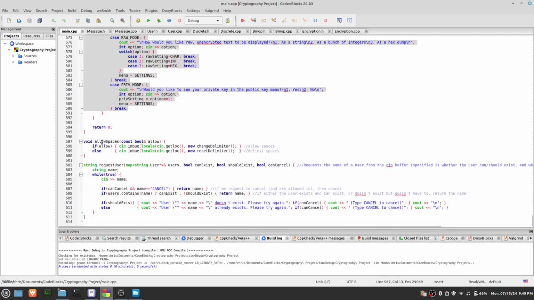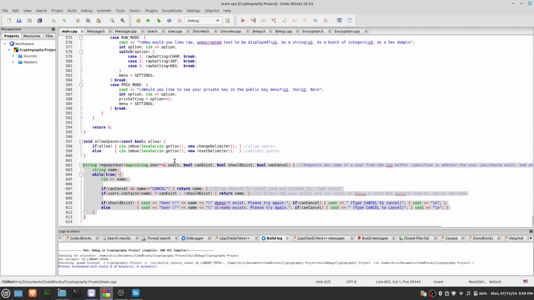So that's basically how. Oh yeah, let's go to request user. At some point, at the very least, I had the foresight to make a reusable function for requesting the user. So we have booleans. First, the user, or sorry, the list of users, in case you wanted to use this on a different list of users.